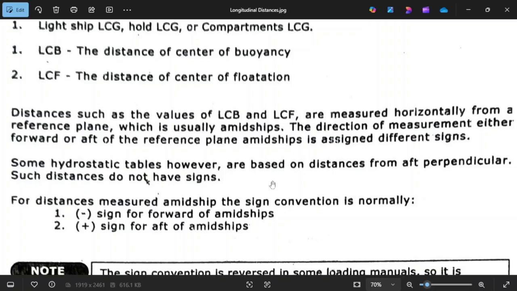So when a tank or the distance is measured from the aft part going forward, there's no sign. So this is always positive. There's no negative or no signs. For distances measured amidship, the sign convention is normally negative sign for forward of amidships and plus sign for aft of amidship.